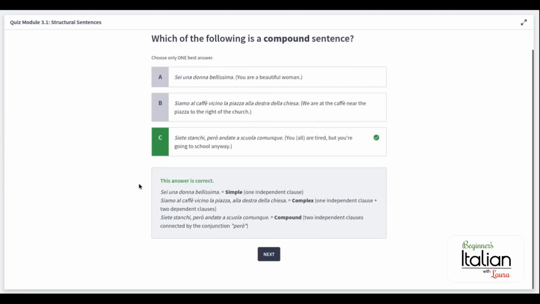Okay, so the correct answer was C. Sei una donna bellissima is a simple sentence. It contains one independent clause. Siamo al caffè vicino la piazza alla destra della chiesa is a complex sentence because it contains one independent clause plus two dependent clauses. And siete stanchi, però andate a scuola comunque is a compound sentence because it contains two independent clauses connected by the conjunction però.